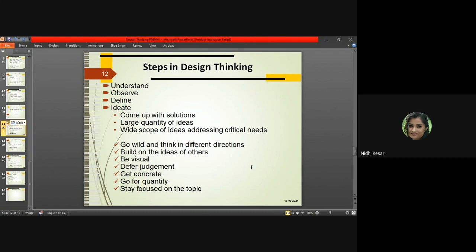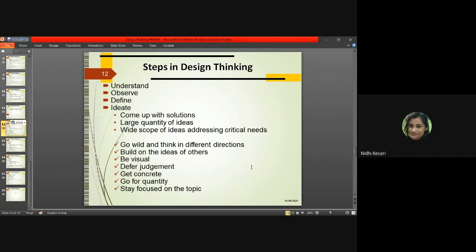So under understanding, we try to understand how we are going to move with the problem. In the observation stage, we try to collect the data. In the defining stage, we try to compile the data to give it certain shape and to come up with certain direction. Now, under the ideate stage, we have to find the solutions based on the defining stage.